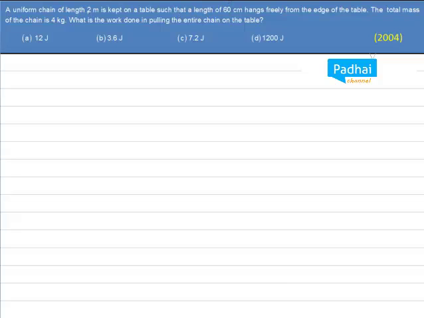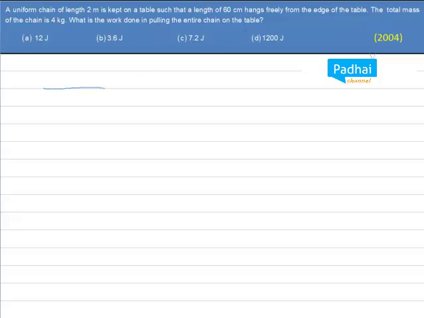A uniform chain of length 2 meter is kept on a table such that length of 60 centimeter hangs freely from the edge of the table. The total mass of the chain is 4 kg. What is the work done in pulling the entire chain on the table?